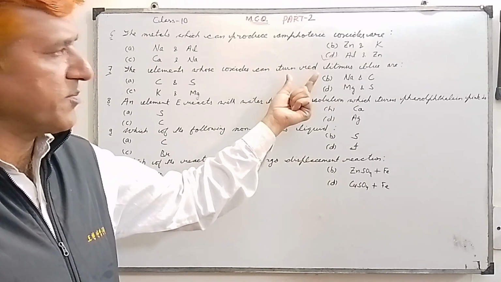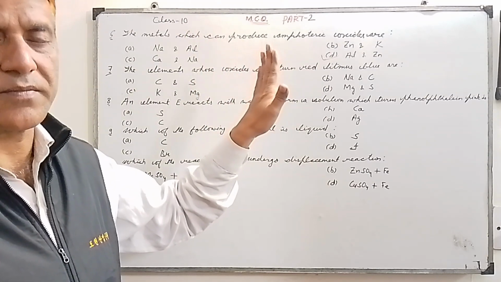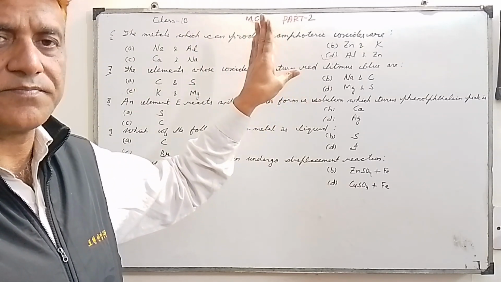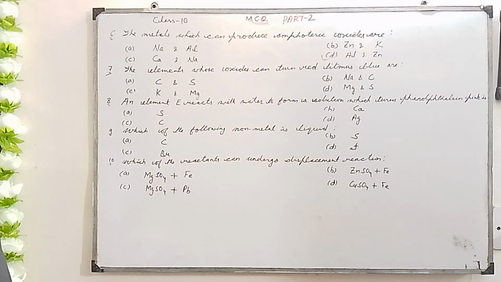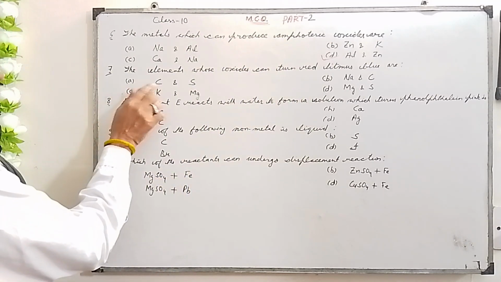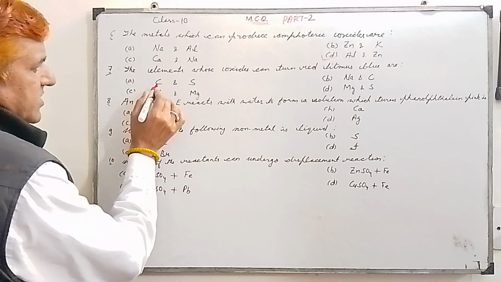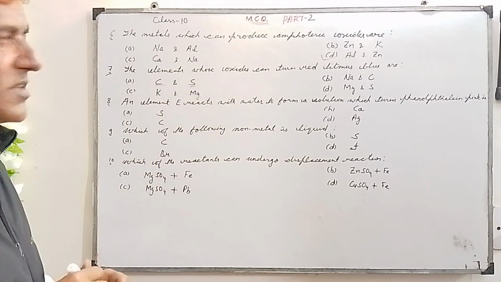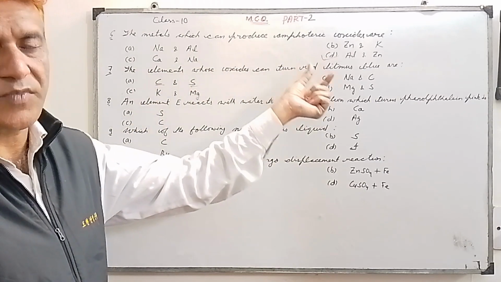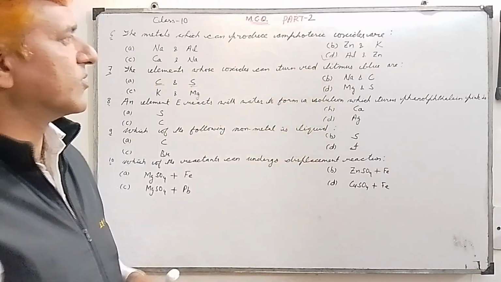And always remember that metal oxides are basic in nature and non-metal oxides are acidic in nature. So here A is carbon and sulfur. So my dear students, carbon is non-metal, sulfur is non-metal. So their oxides are acidic. So they will not turn red litmus blue.